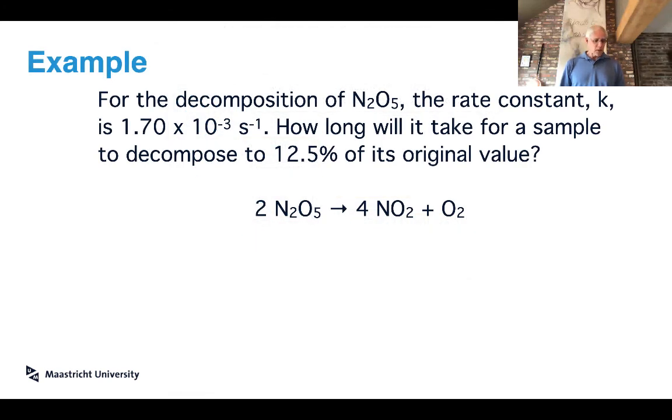So here's an example that I think I've got worked out on YouTube as well. For the decomposition of N2O5, the rate constant k is 1.7 times 10 to the minus 3. We want to know how long it will take for a sample to decompose to 12.5% of its original value. We've got our reaction right down there and our value for k. I'm throwing a little bit of a curveball in there because we want to know how long it's going to take to get to 12.5% of its original value. Again, give it a shot on your own, and if you can't get it, go check the solution.